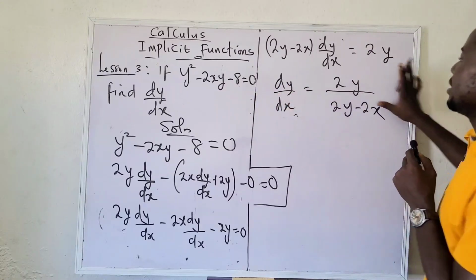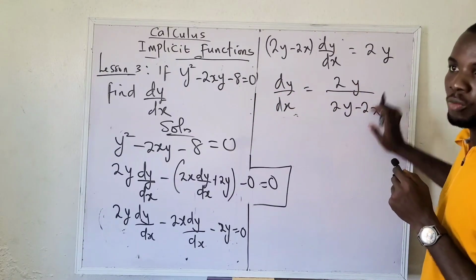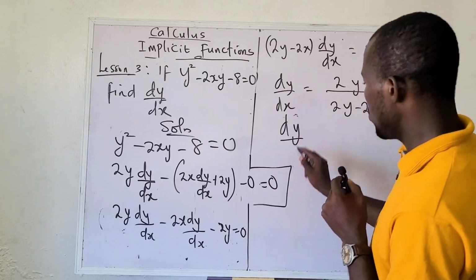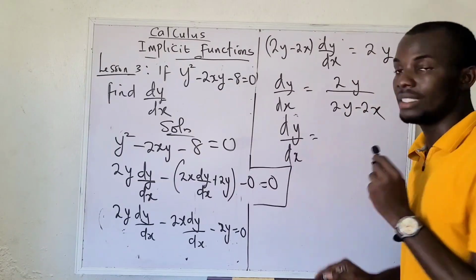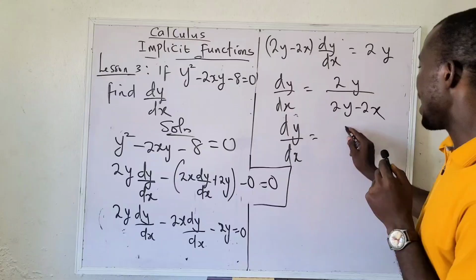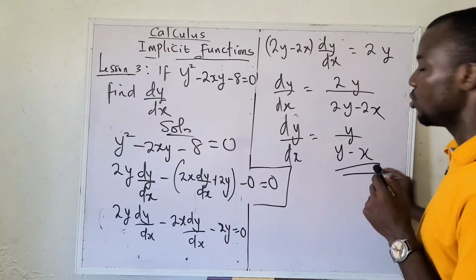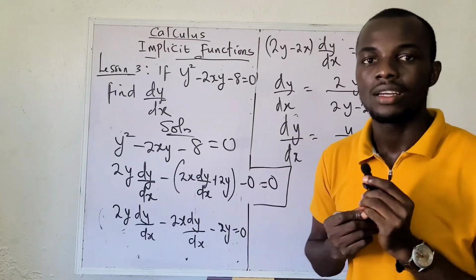Clearly you can divide through the numerator and denominator by 2. So this will be dy over dx, and that will be what? That will be y over y minus x. So that is our answer. Thank you.